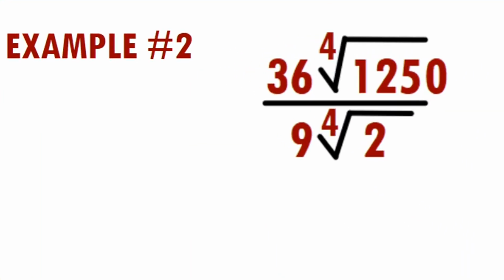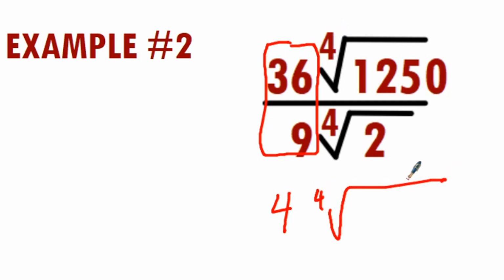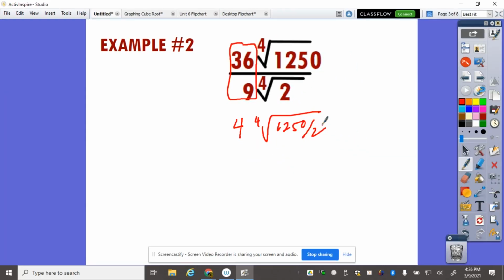Example number 2. What if we have 36 with a fourth root of 1250 divided by the coefficient of 9, fourth root of 2. Again, we will simplify whatever we can. 36 divided by 9 is equal to 4. And they're both the same index, so I'm going to put fourth root of 1250 divided by 2. 1250 divided by 2 is 625.